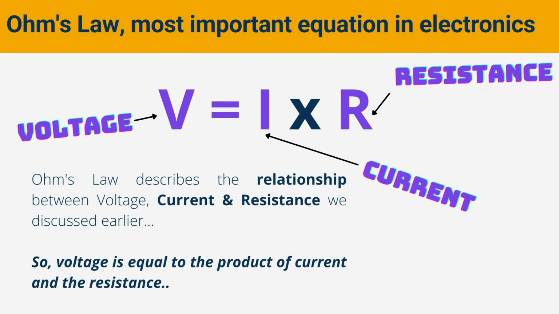As I mentioned earlier, voltage, current, and resistance are very closely related. This is calculated using Ohm's law. It is in fact one of the most important equations in electronics. Ohm's law states that V equals IR. V is the voltage, I is the current, and R is the resistance. Therefore, in any circuit, voltage is equal to the product of current and resistance.